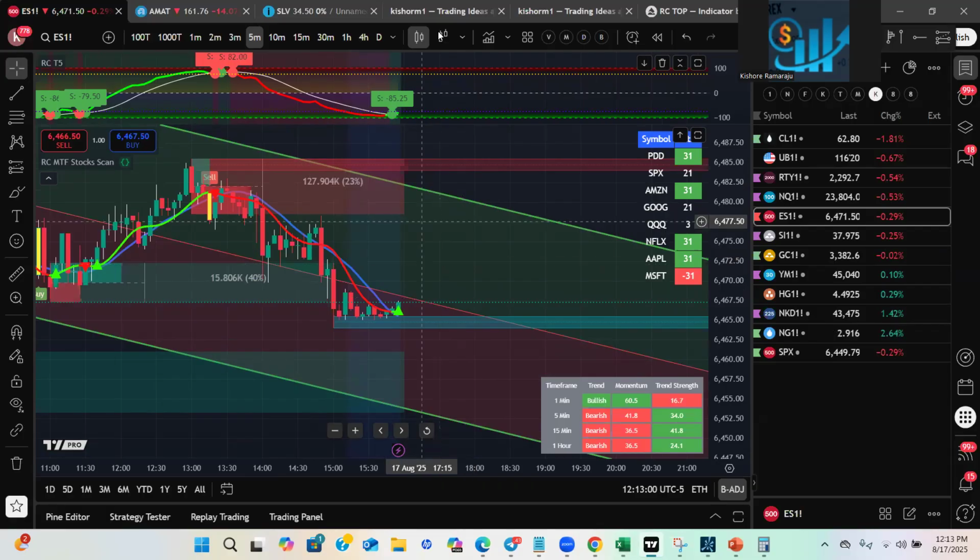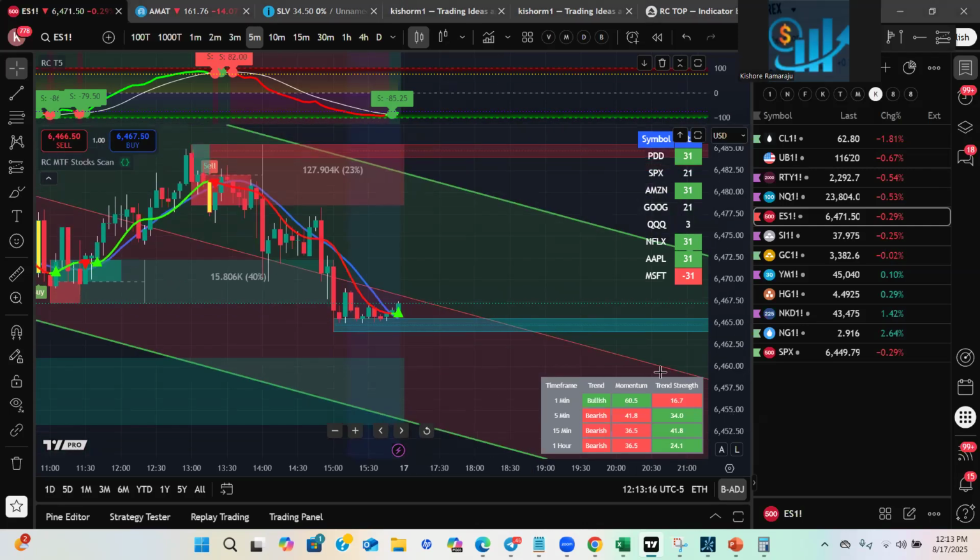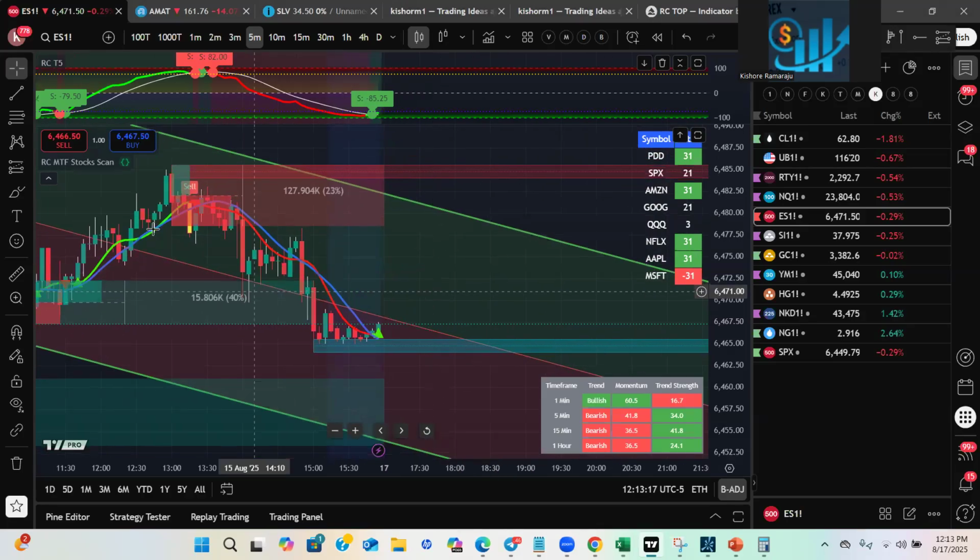You cannot scale up as much as you want. That is the problem, and they are also so expensive. Futures is the better option. Right, futures is the better option, and you can trade nearly 23 hours a day.